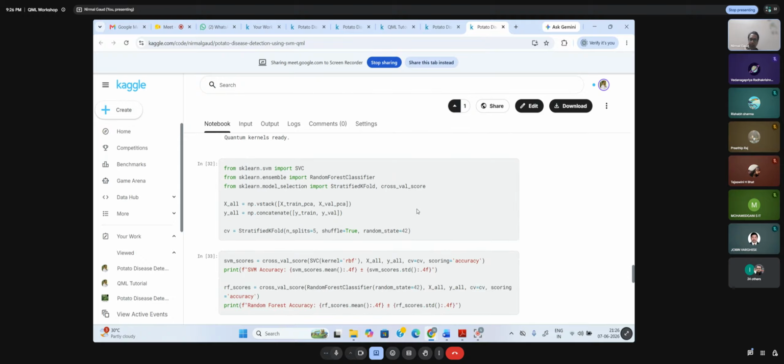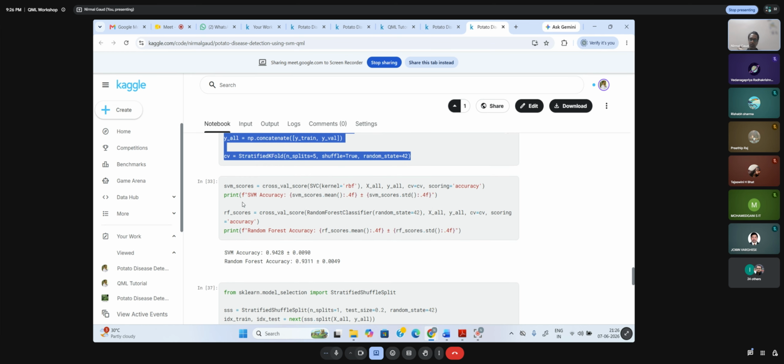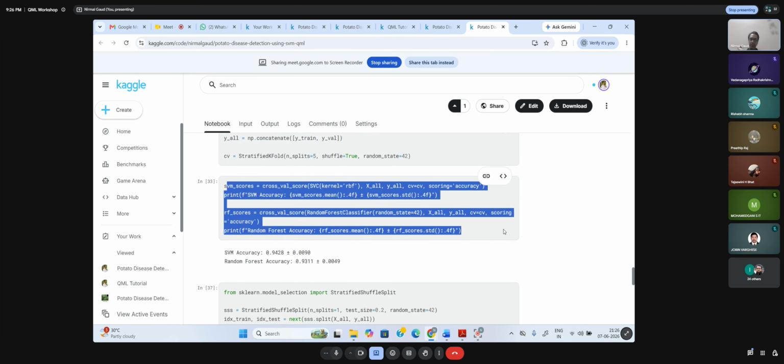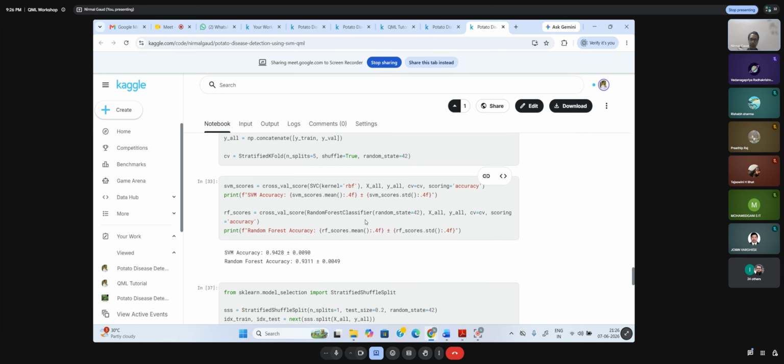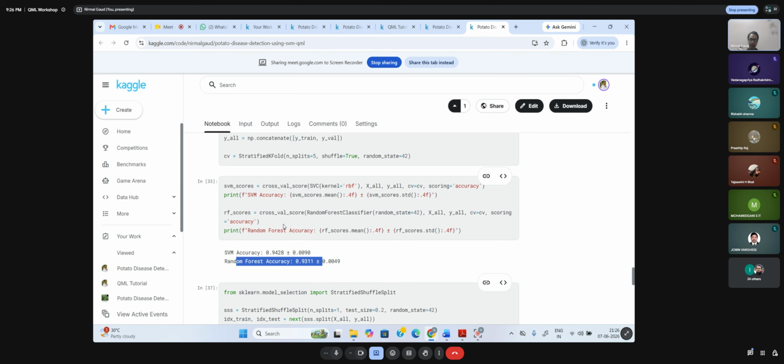Okay, these are traditional machine learning algorithms: support vector machine and random forest. This is for cross validation. The accuracy is coming to be 94 for SVM and 93 for random forest. This much accuracy it's coming.